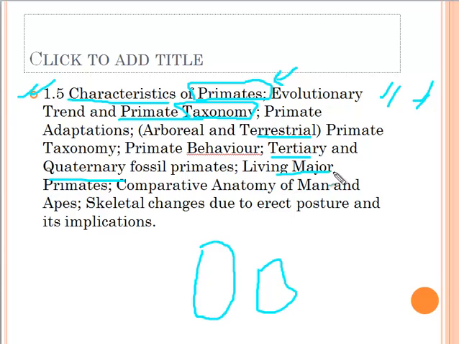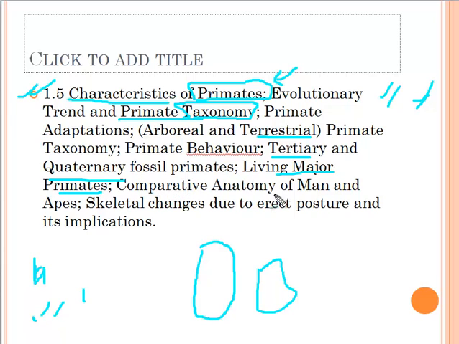Then living major primates. Basically, I can tell you also, there are 4 major primates right now living. One is gorilla, chimpanzee, orangutan and human beings. Human beings also come under primates. So all these 4 are the major living primates. You will have to study them one by one.